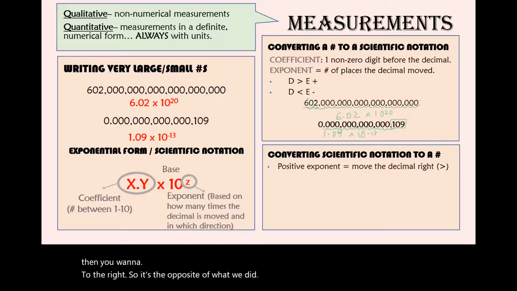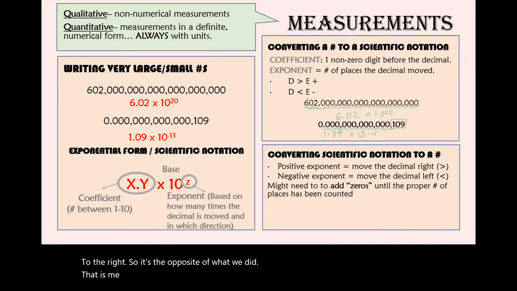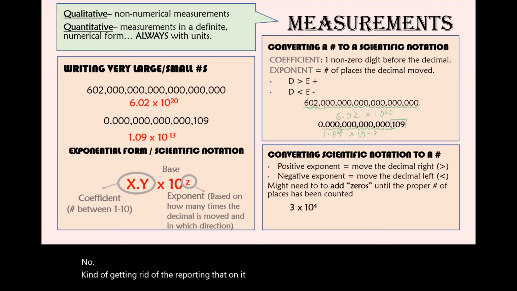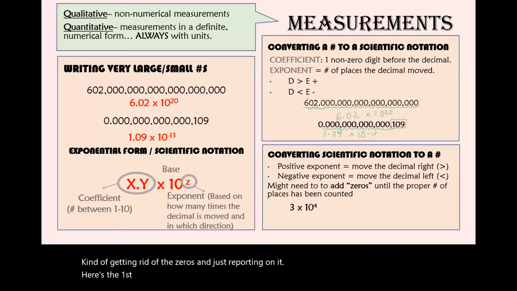So we have the same thing that we did earlier. And if we have a negative exponent, then we move it to the left. So remember that we might have to add the zeros, because in the previous one, we were kind of getting rid of the zeros and just putting that in the exponent. So here we might have to add the zeros. So here's our first example. Let's look at this one.